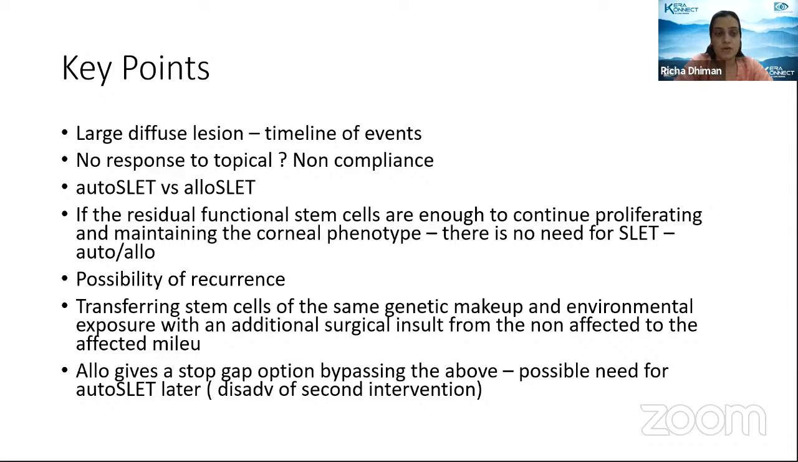If we are doing autoSLET in such cases, we are basically transferring stem cells of the same genetic makeup and environmental exposure, with an additional surgical insult, from the non-affected eye to the affected milieu. Plus, there is always a possibility of recurrence, in which case we will be losing the precious limbal cells, which can be used for subsequent rehabilitative process. Hence, in such cases, we suggest that alloSLET will give a stopgap option, bypassing the above, and we can do autoSLET later if needed. Thank you.